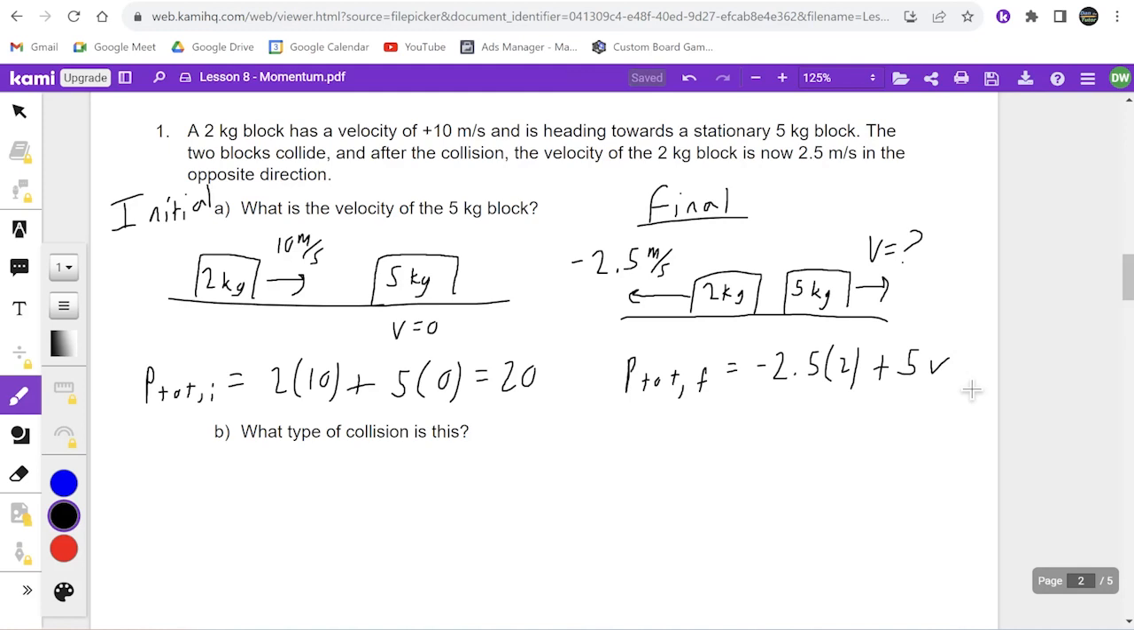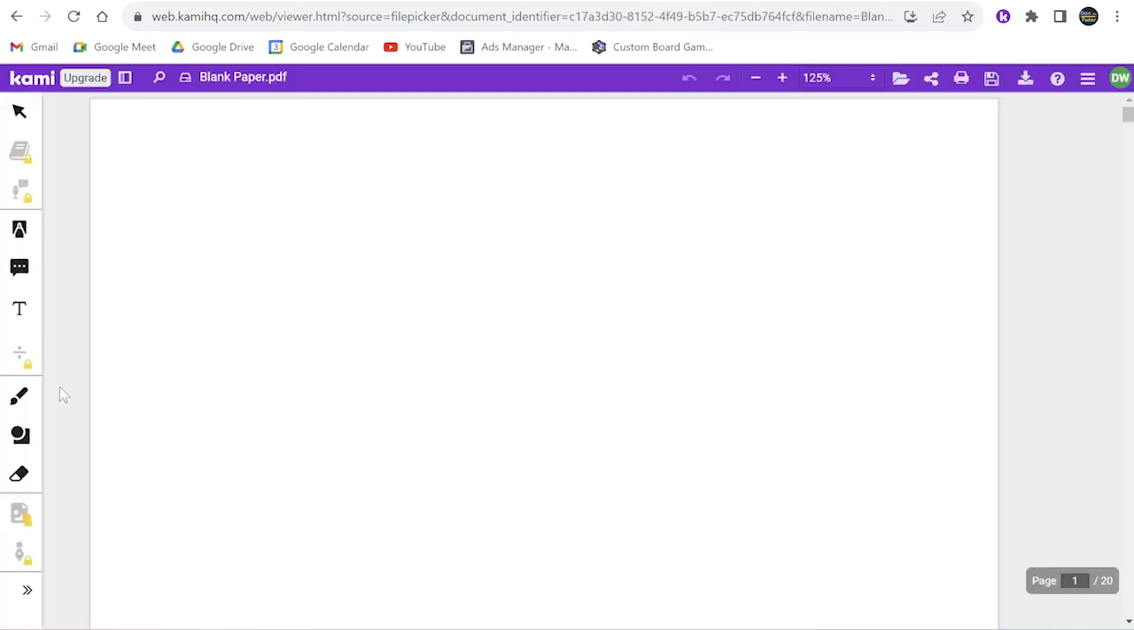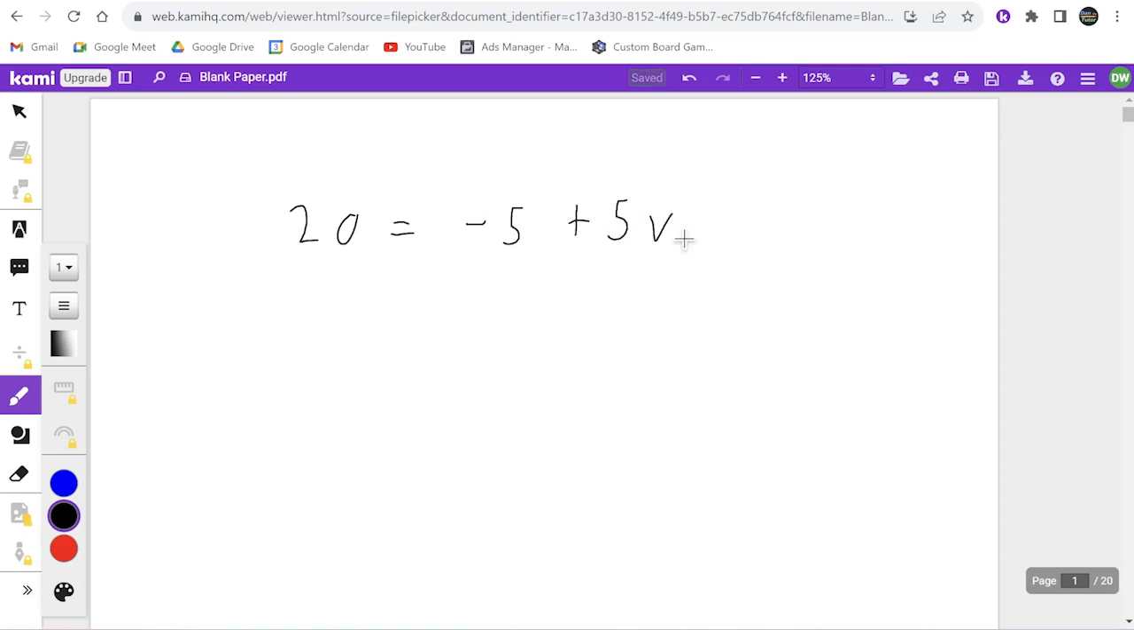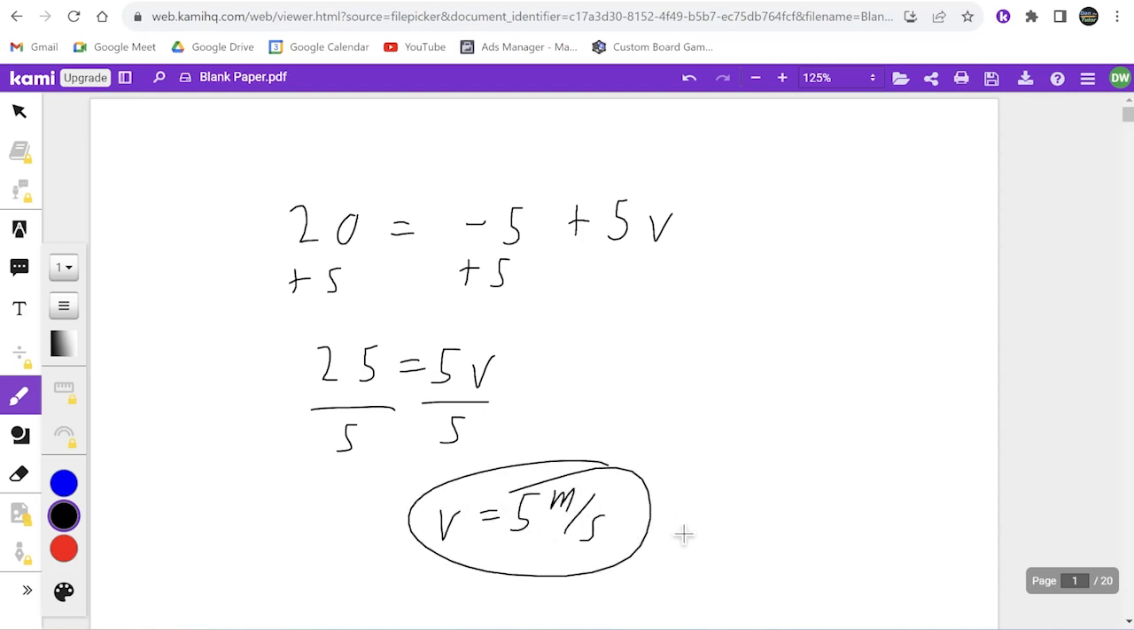And now that I have my P total initial and P total final, I can set them equal to each other and I can solve them. So I'm going to do that on a separate sheet of paper. Let's say I've got 20 from the initial equals negative 2.5 times 2 is negative 5 plus 5v. Add 5 to both sides. That's going to give me 25 equals 5v. Divide both sides by 5. Looks like I get v equals 5 meters per second. And the fact that it's positive tells me it's moving to the right. Any questions on that one?